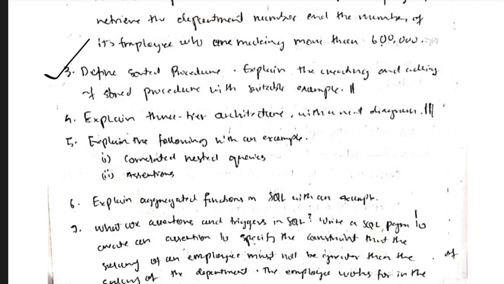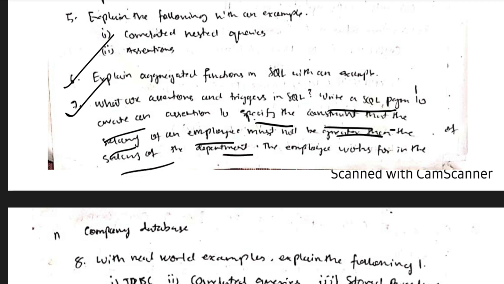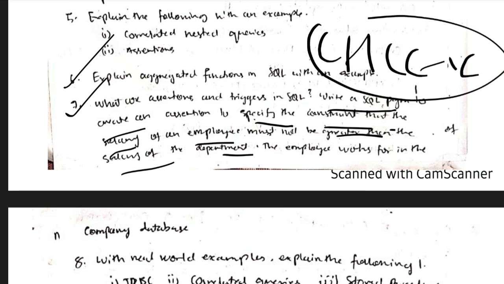We have discussed 3-tier architecture and nested queries and the assertions, aggregate functions and the assertions and triggers, and a program to write an SQL program to create an assertion to specify the constraint that the salary of an employee must not be greater than the salary of the department. Okay, so here what you have to do, you have to specify a constraint like the salary of the employee should not be greater than the salary of the department. So by using a check and create assertion, that I have discussed in the theory, okay, that exact syntax, okay.